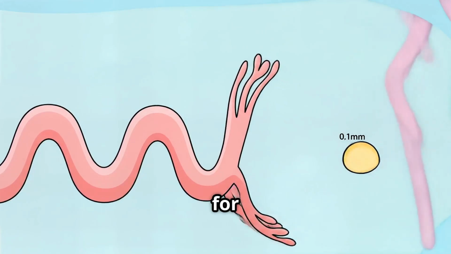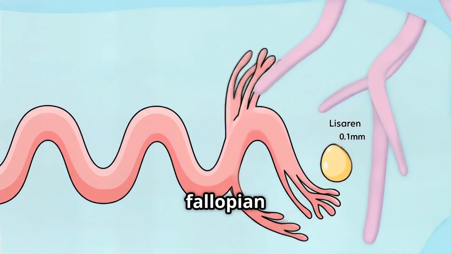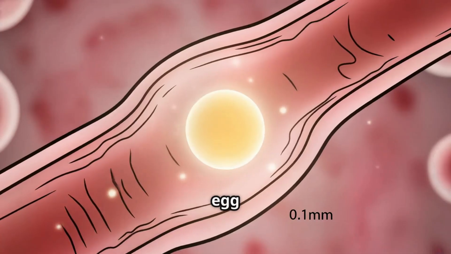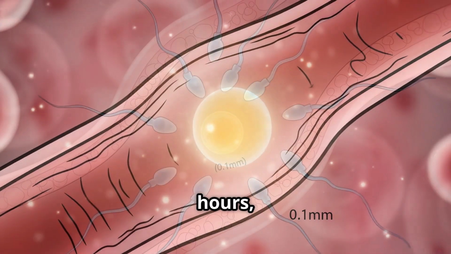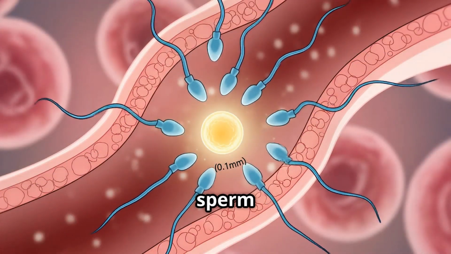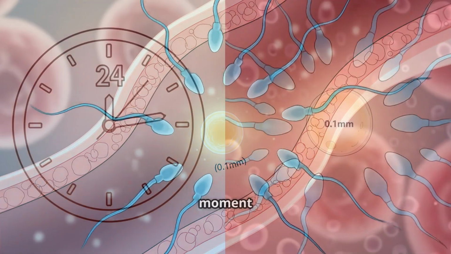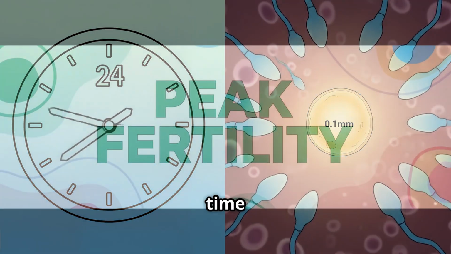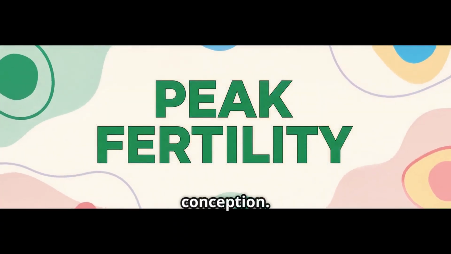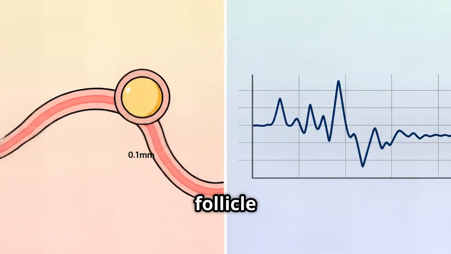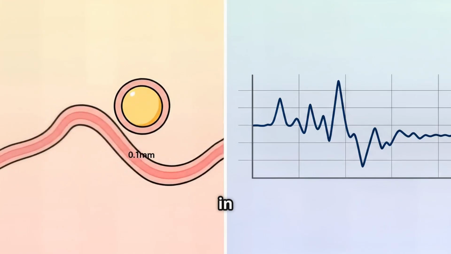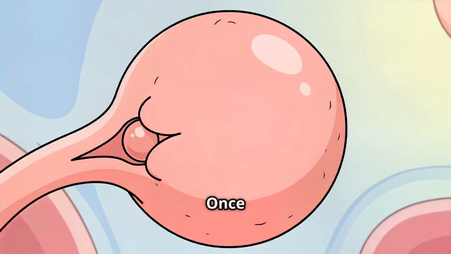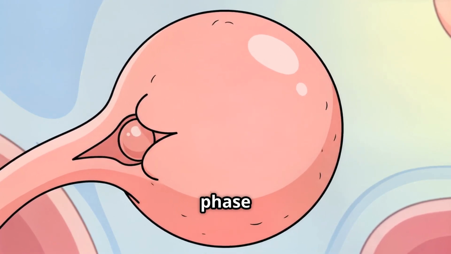The egg, now ready for fertilization, is swept into the fallopian tube by the finger-like fimbriae at the end of the tube. The egg can survive for about 24 hours, during which fertilization by a sperm cell can occur. This moment represents the peak of fertility, and sexual intercourse during this time has the highest likelihood of resulting in conception. The rupture of the follicle also causes a brief rise in body temperature, a sign that some people use to track ovulation. Once the egg is released, the luteal phase begins.